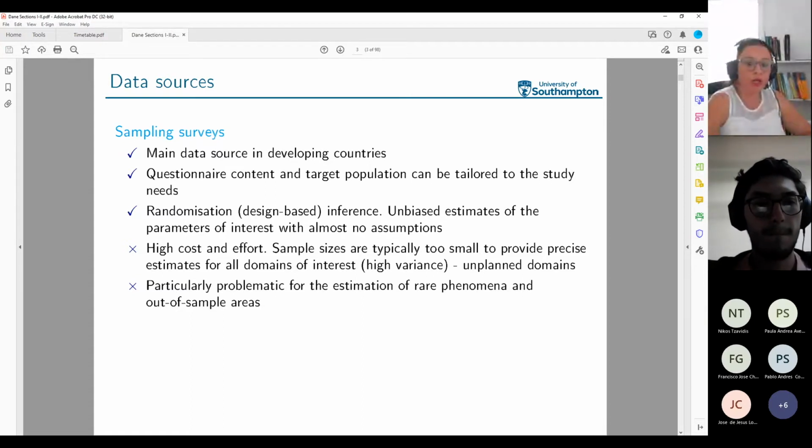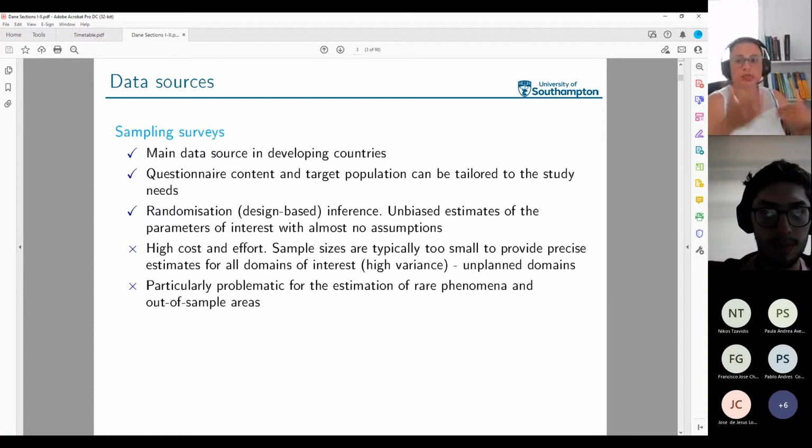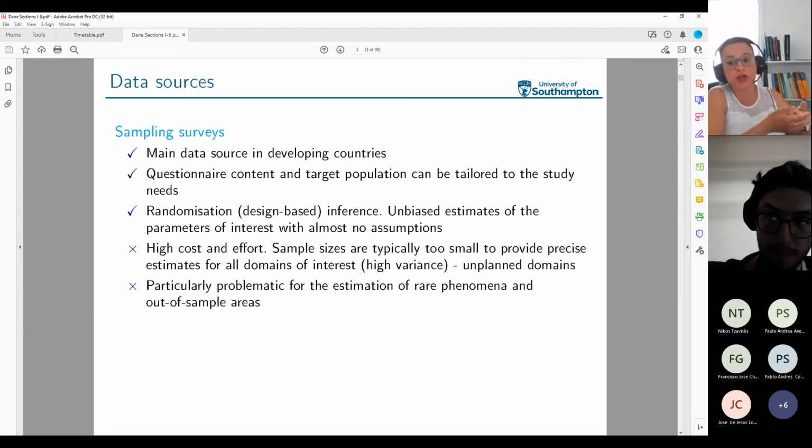I'm talking about developing countries, and there are developing countries and developing countries. Developed countries are generally much more focused on developing administrative data records. Places like countries in Scandinavia, like Norway, Finland, are very focused on building systems of administrative data that allow them to have an up-to-date view of the population at any point in time. Whereas developing countries generally rely more on sampling surveys.